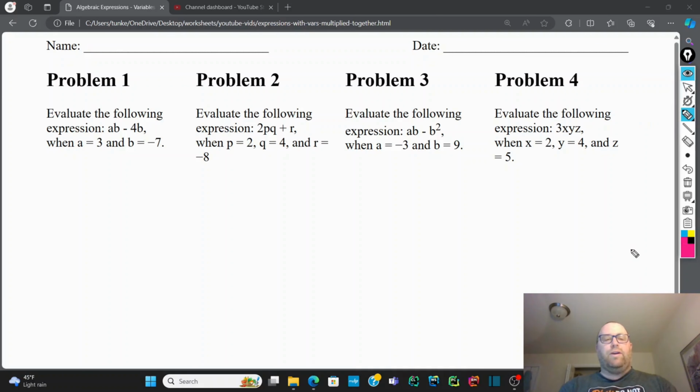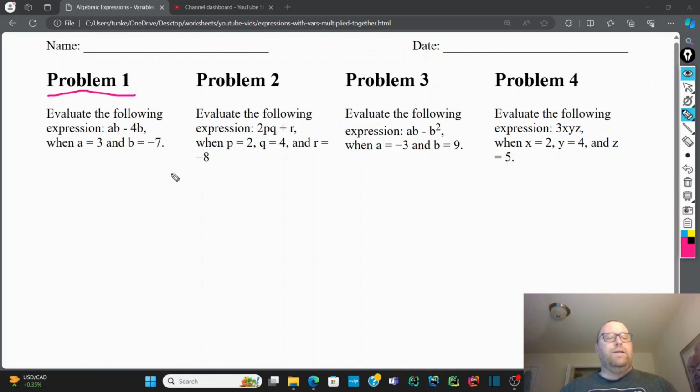In this video, we're going to evaluate algebraic expressions in which some of the variables are multiplied together. So I'm going to go through 4 of these problems and we'll show you how to do them, both just writing them out by hand and also using the Desmos graphing calculator.